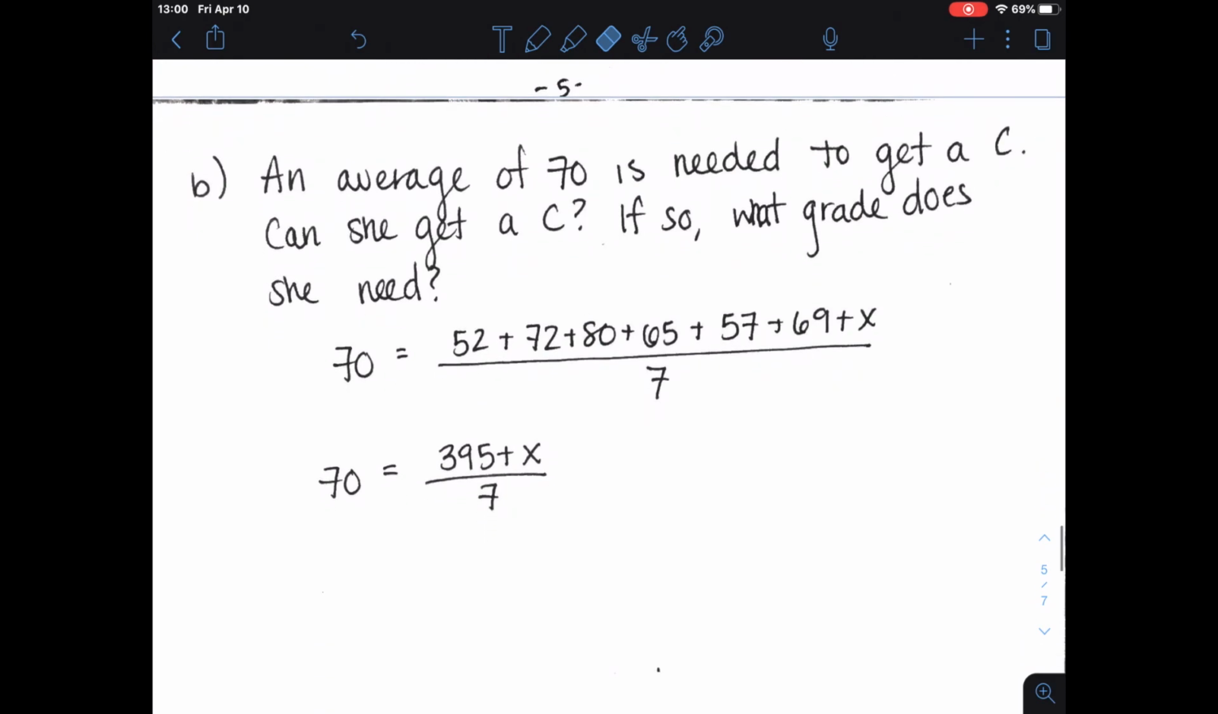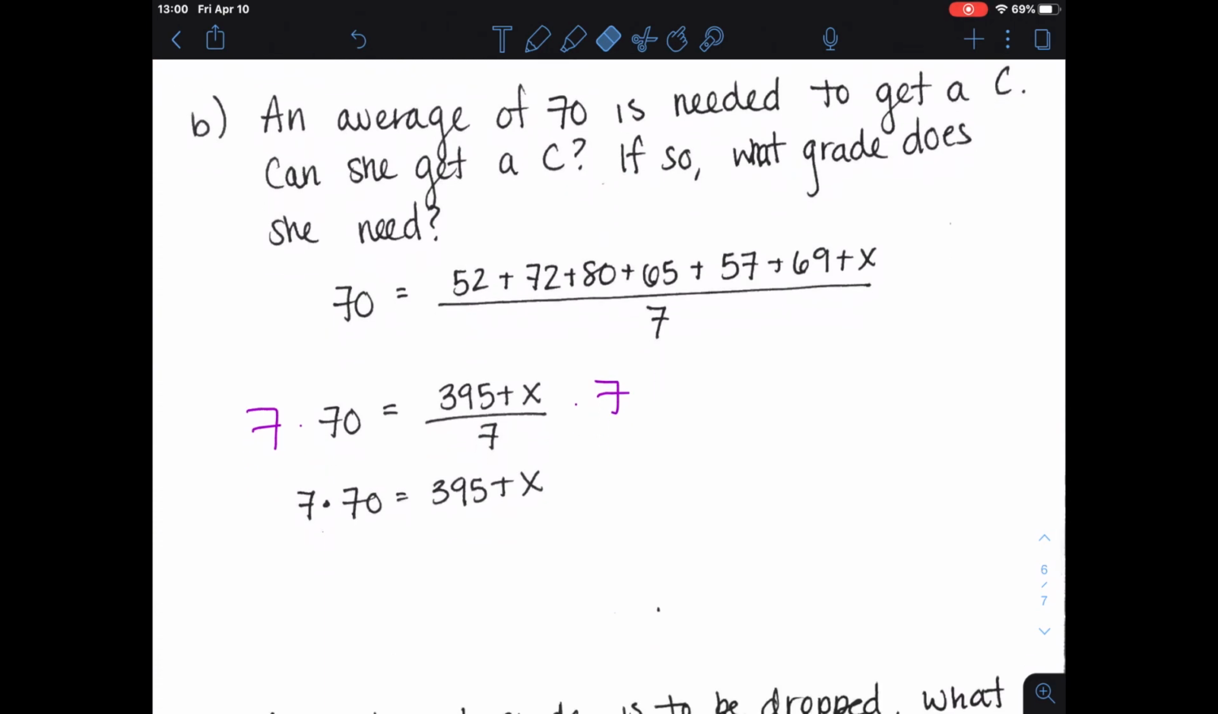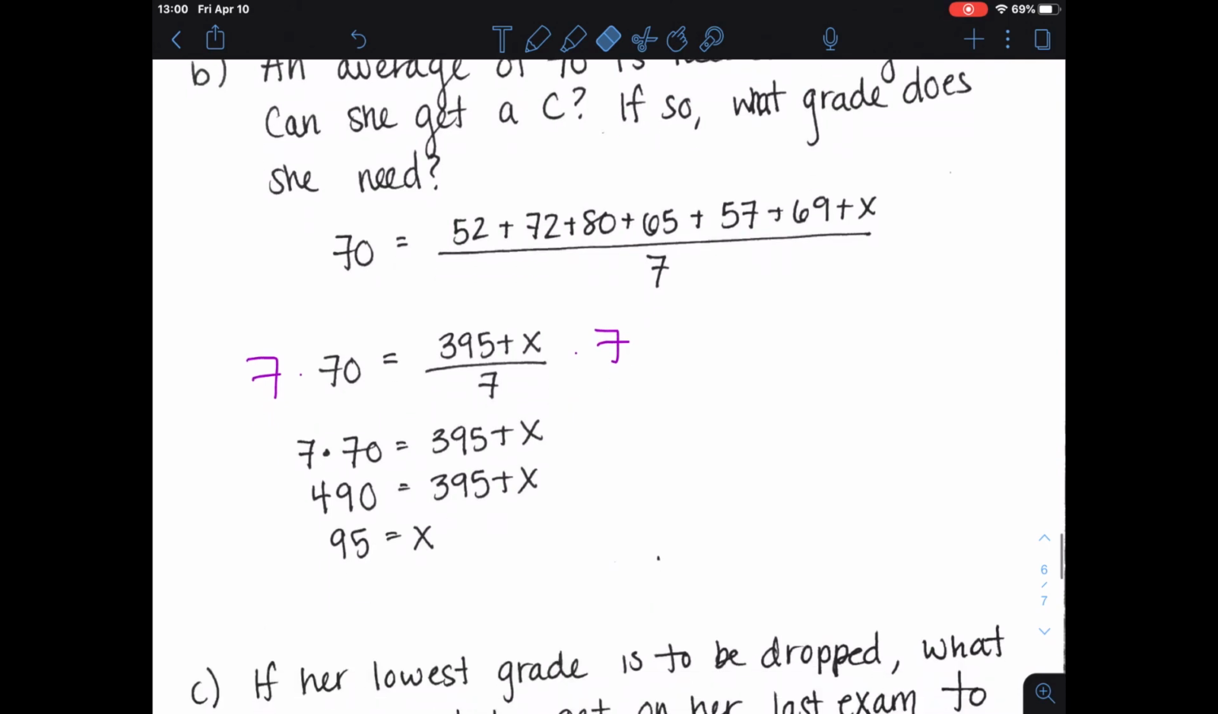To solve for X, you go ahead and multiply by 7. So you get 7 times 70 is 395 plus X, or 490. Subtracting the 395 gets you that last test has to be 95. So if she wants a C, she needs to get a 95 or better on this last exam.